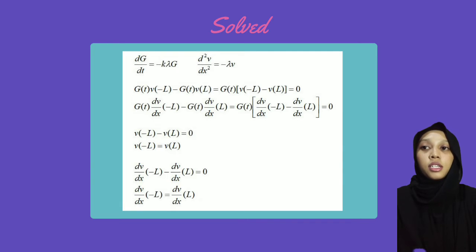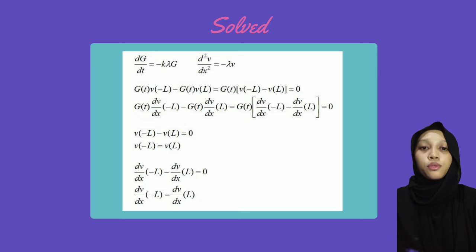Firstly, we have dg over dt equal to negative k lambda g and d square v over dx square equal to negative lambda v. Firstly, we have to use g(t) v(negative L) minus g(t) v(L) equal to g(t) [v(negative L) minus v(L)] equal to 0, which is we have to factorize v(negative L) minus v(L) with g(t).